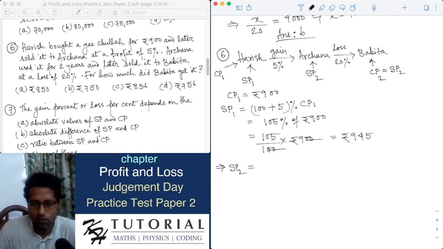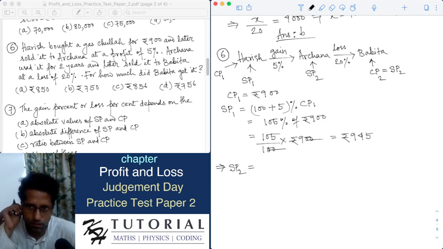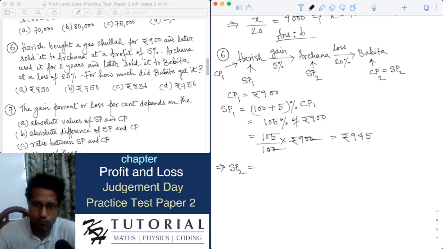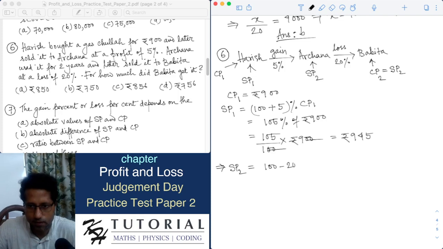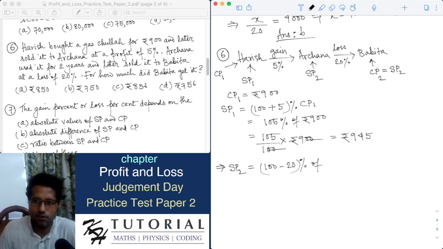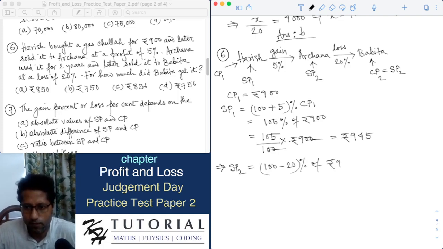So SP2, the price at which Archana sold the gas chula to Babita at a loss of 20%, should be 100 minus 20% of the cost price for Archana, that is the price at which Archana purchased the gas chula, which is rupees 945. That is the price at which Harish sold the gas chula to Archana. The selling price of Harish is equal to the cost price of Archana, and the selling price of Archana is equal to the cost price of Babita.